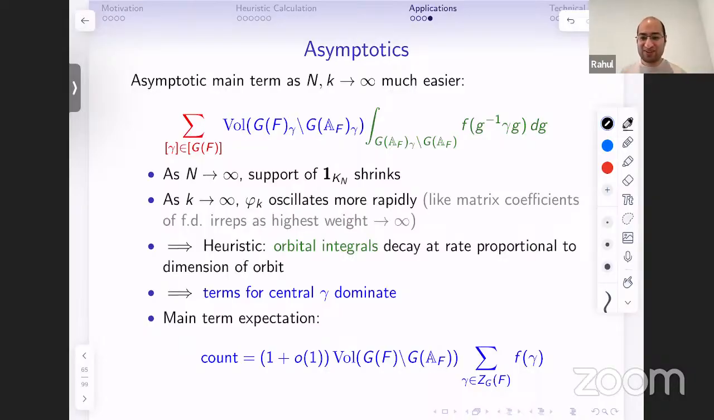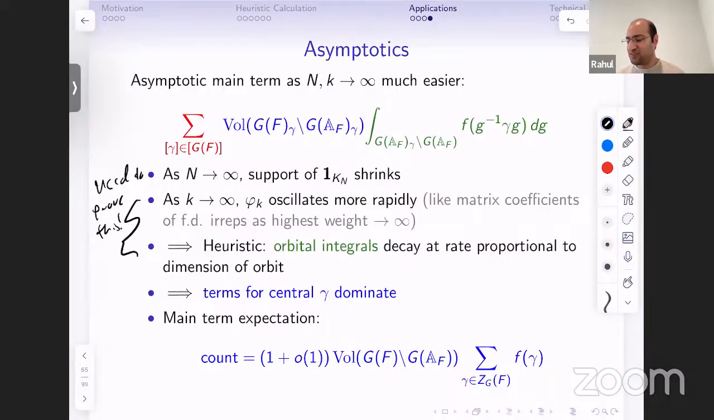So suddenly when you're doing this asymptotic, as long as you can prove these heuristics, you don't have to worry about a lot of the most difficult parts of the trace formula. There are no orbital integrals. The count is just going to be, up to some lower order term, the Tamagawa number of the group times the sum over central elements of the group.